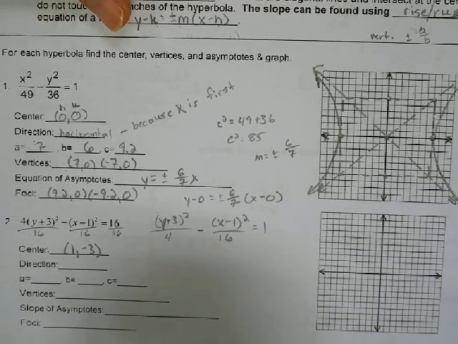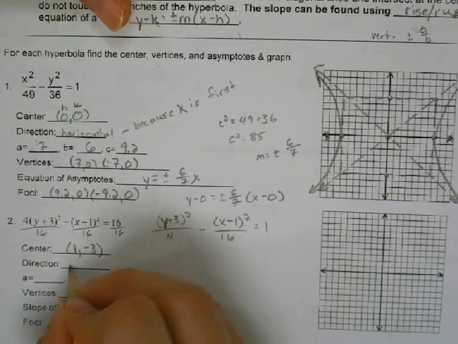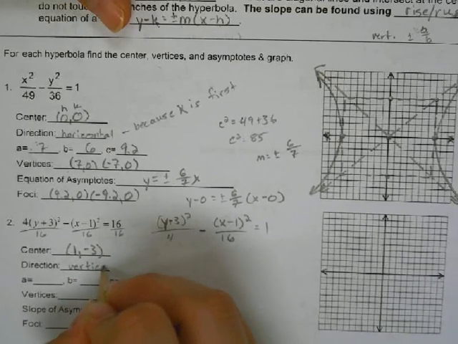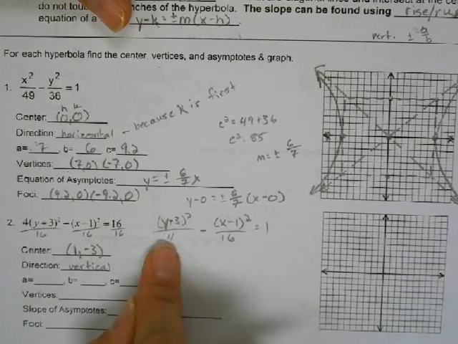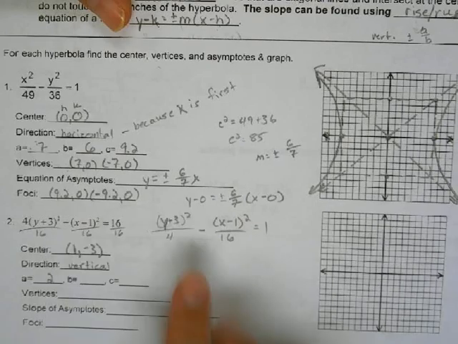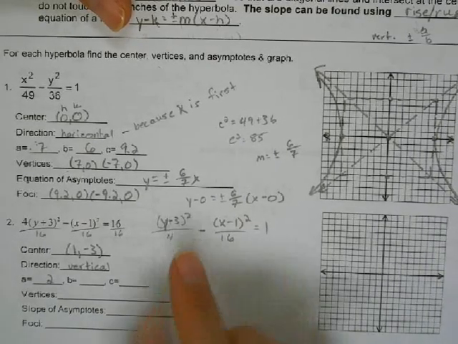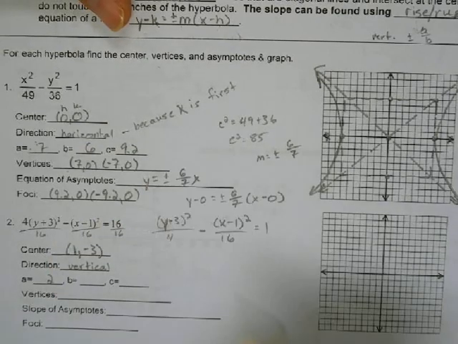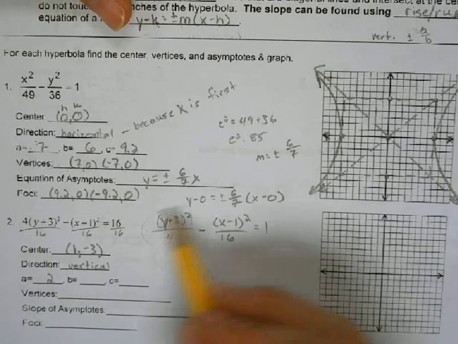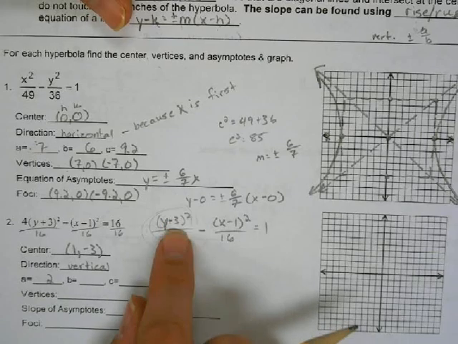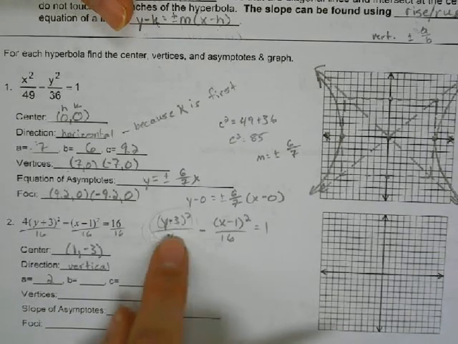Okay, so now direction. Y is first, that makes it vertical. Okay, a is always first, so the square root of 4 is 2. It does not matter which one is bigger. That's an ellipse. We're not on ellipses anymore. We're on hyperbolas, and it's all about what's first. Okay, so this is the master of all of it. Okay, so here my direction is vertical. My a value is 2.